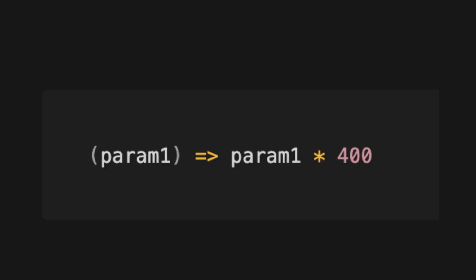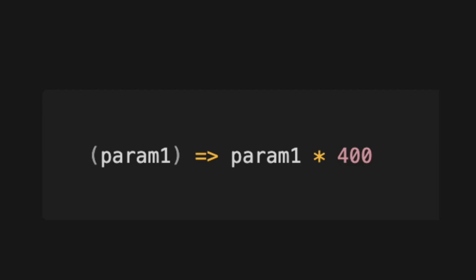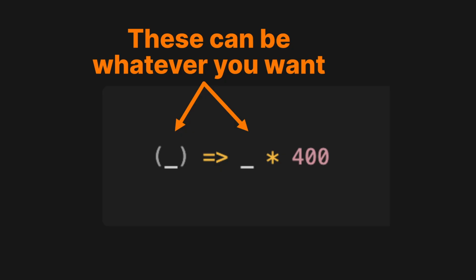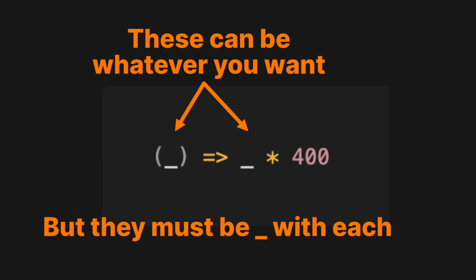Take this function for example. It takes 1 parameter and multiplies it by 400. Now let's make this function shorter using the each keyword. First, let's rename the parameter. Let's name it underscore. This function does exactly the same thing as the previous one, it's just the parameter name that's changed. The names don't actually matter, they're just there for you to make your life easier.